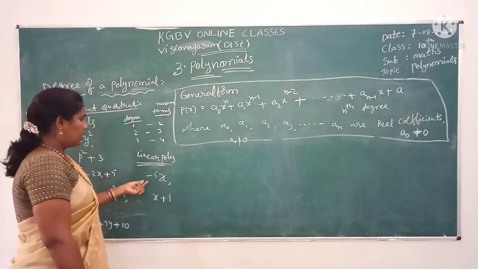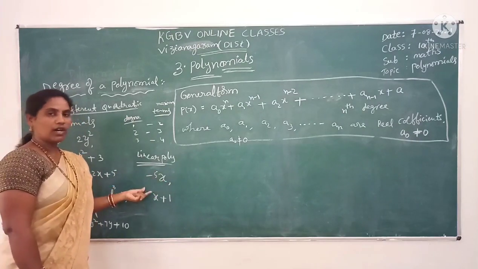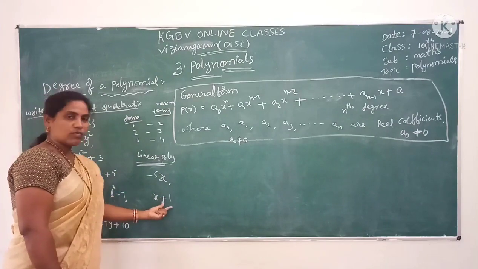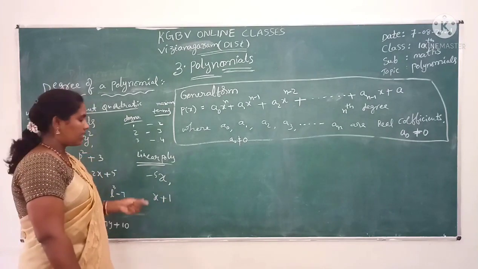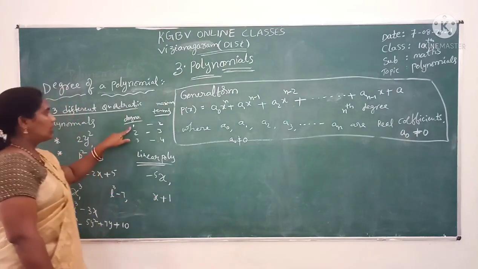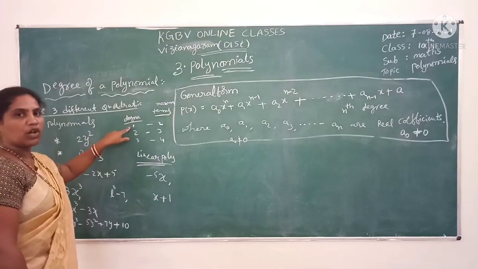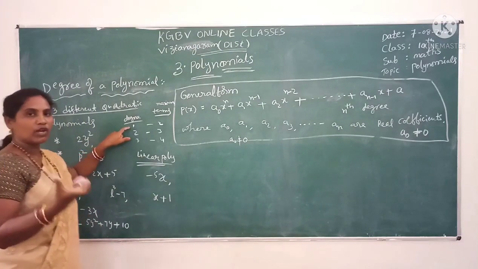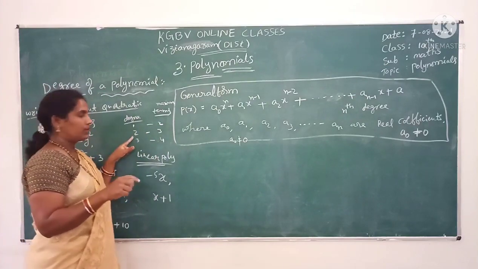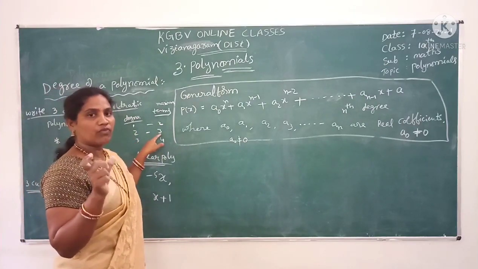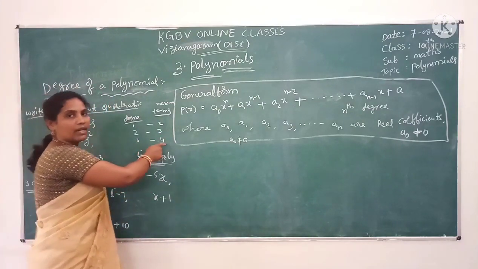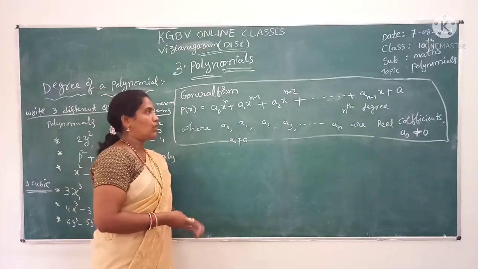Linear polynomial minus 5x, degree 1, has only 1 term. x plus 1 is also a linear polynomial with degree 1, having 2 terms. So a polynomial with degree 1 has a maximum of 2 terms. A quadratic polynomial with degree 2 has a maximum of 3 terms. With degree 3, a polynomial has a maximum of 4 terms.